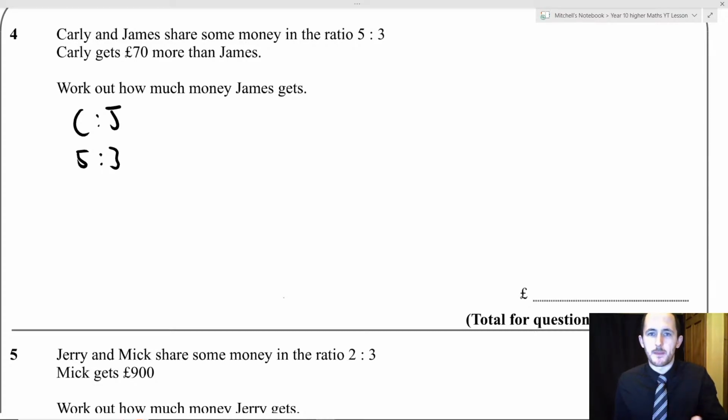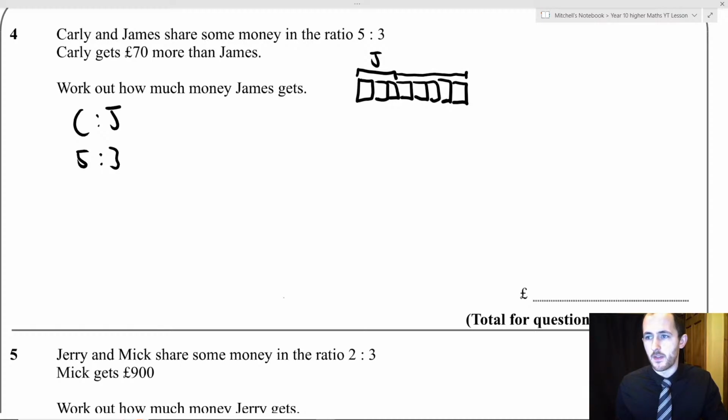I think this might be good to visualize using the little squares that I did before. So in total there's going to be 8 squares, 8 parts. James gets the first 3, and Carly gets the other 5. But it's telling me that Carly gets £70 more than James.